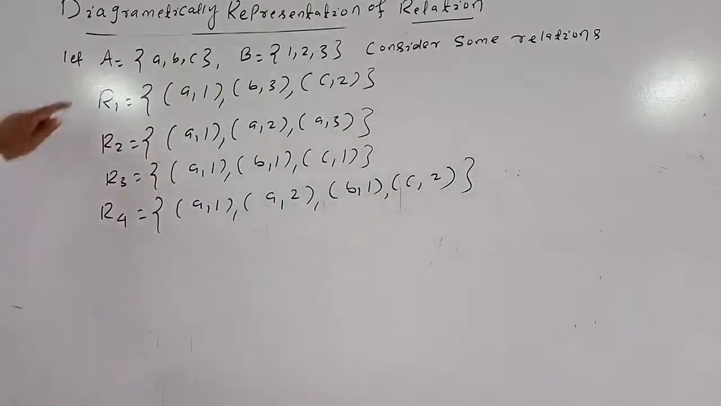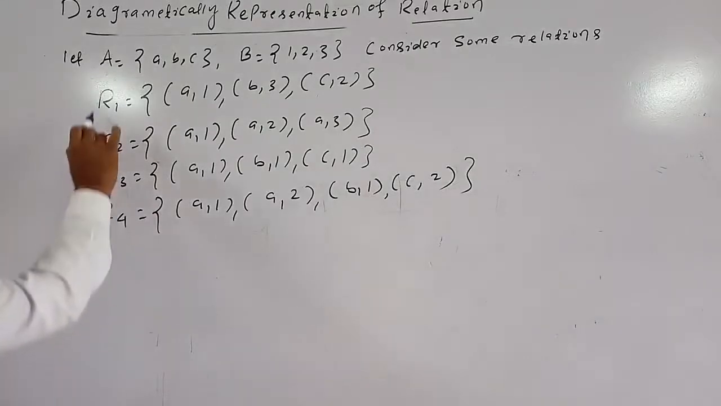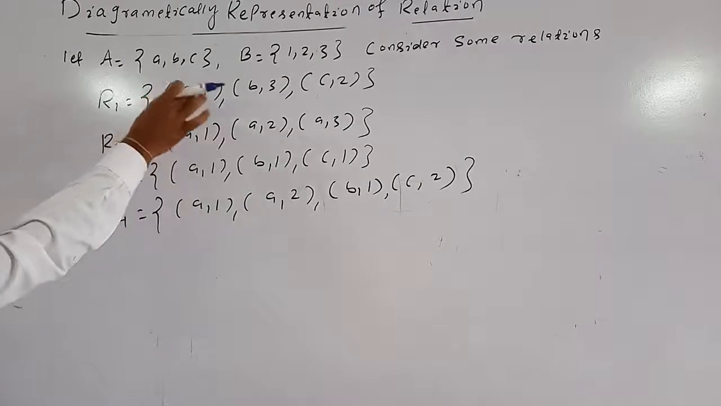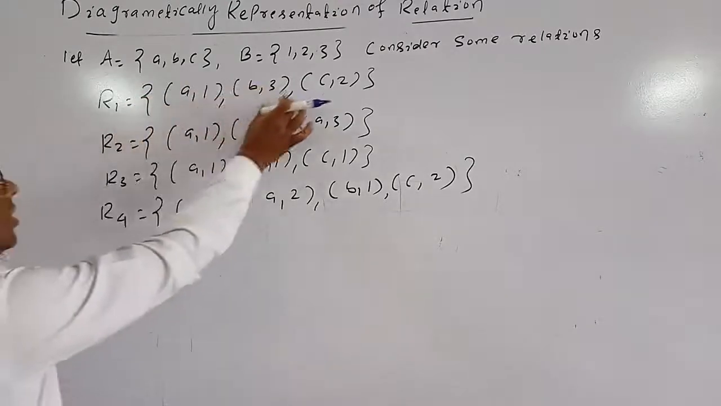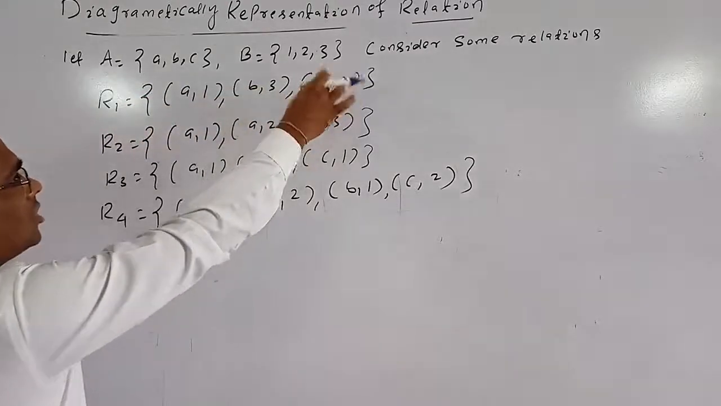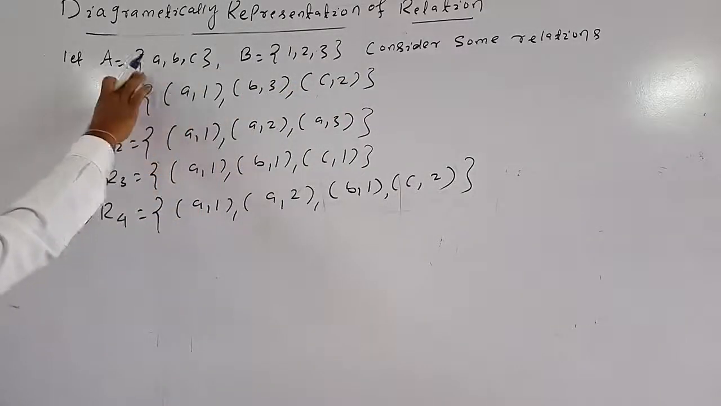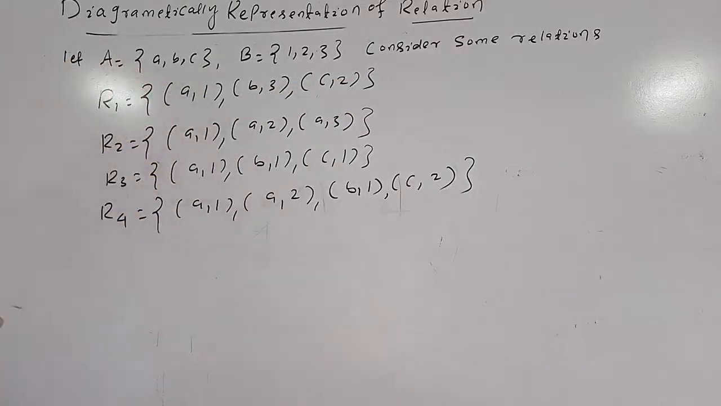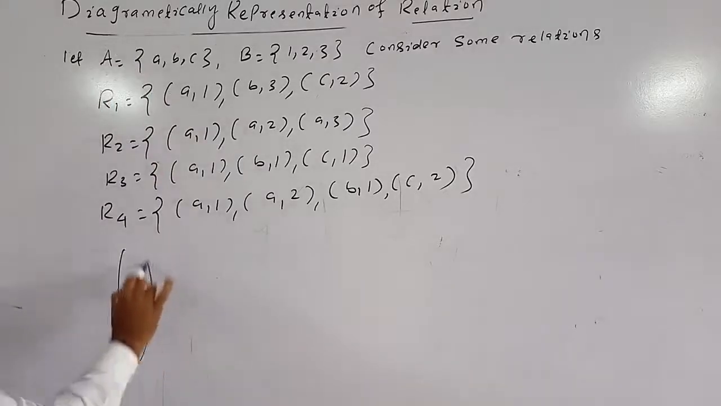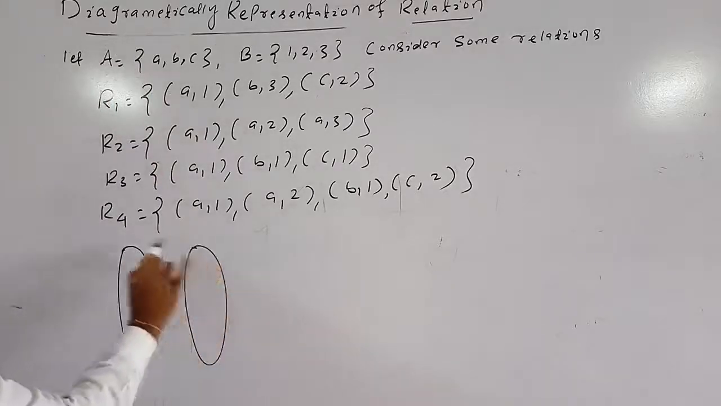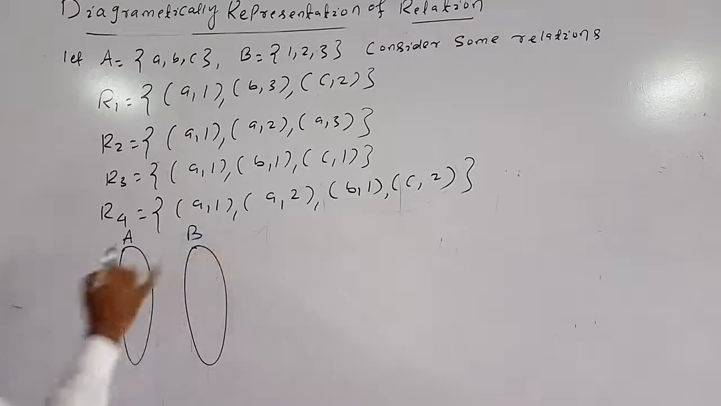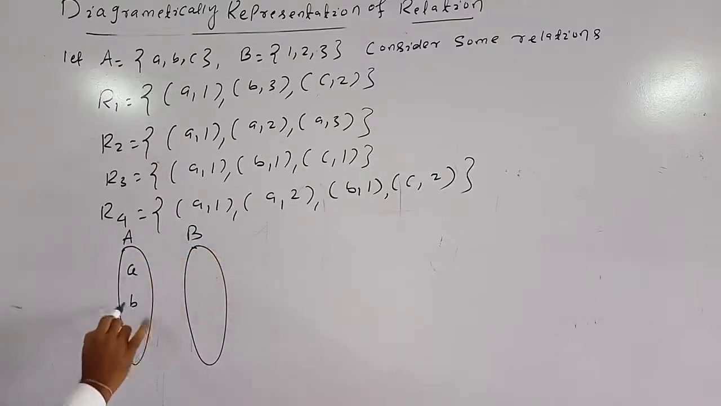Now we represent these relations diagrammatically. Here R1 contains the ordered pairs (a,1), (b,3), (c,2). Clearly this is a subset of A cross B, so R1 is a relation from A to B. First we take two sets in a diagram: let it be set A and set B, with A containing the elements a, b, c.